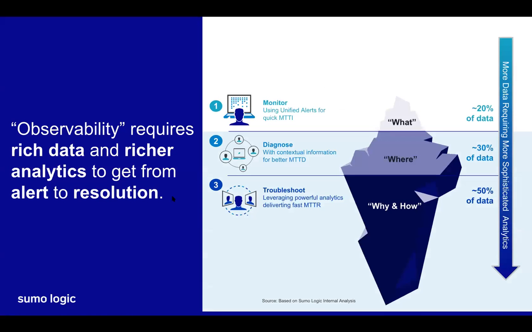Now, a little bit about observability. Observability requires rich data, but it also requires richer analytics to perform properly to get them from the alert to the resolution. This can be explained through this iceberg that we're seeing right here, where as we go deeper into our application, we're increasing the telemetry that you need to look to find a resolution. Are your metrics getting you that quick MTTI with the unified alerts?